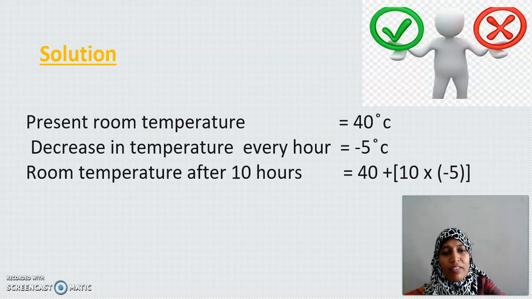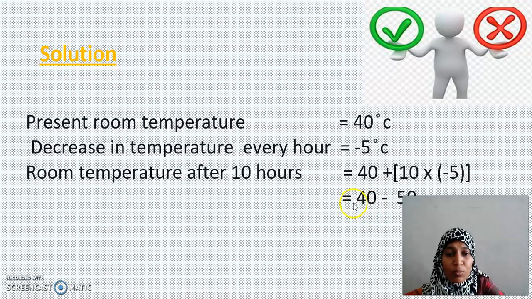So for 10 hours, 10 5s are 50, that is there in the bracket. For 1 hour minus 5 degrees centigrade, for 10 hours it is going to be 10 into minus 5. This minus sign indicates that it is reducing. So I am adding it up with the present temperature of the room, 40 plus. In the next step, you will have 40 plus 10 into minus 5, which is minus 50. So 40 minus 50.